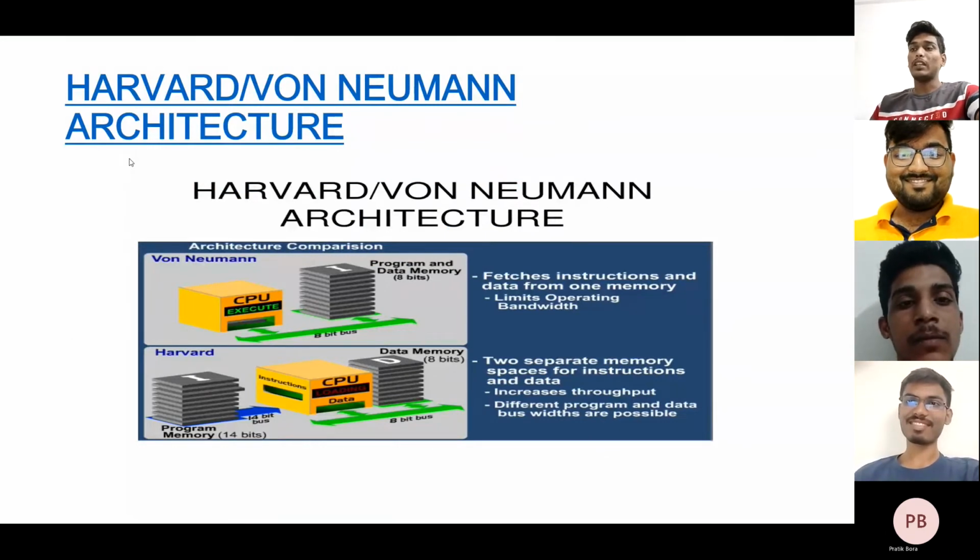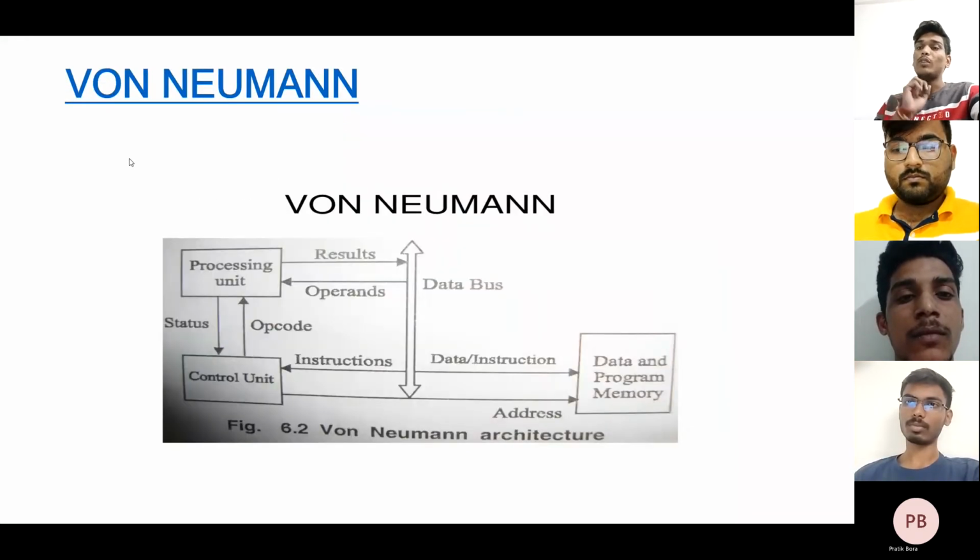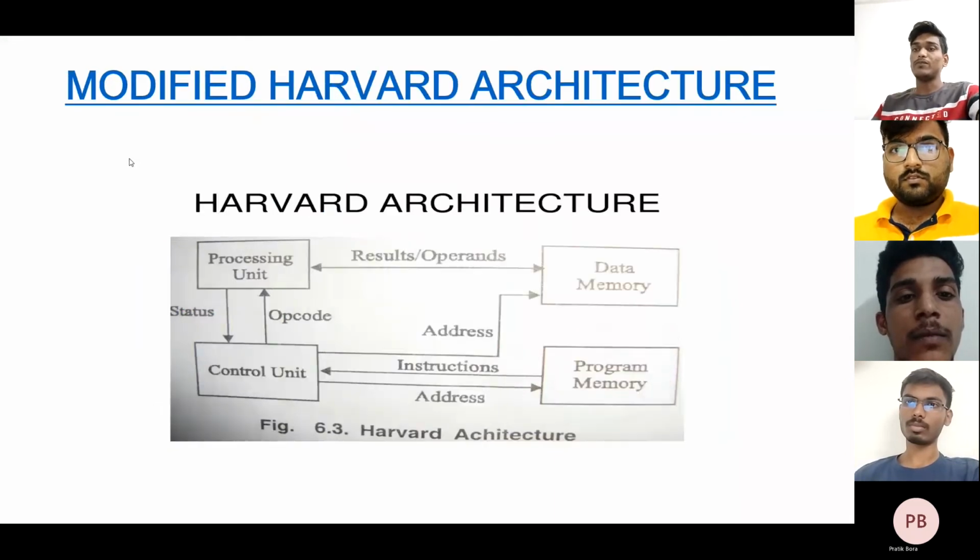Non-Harvard architecture fetches instructions and data from one memory, which limits operating bandwidth. Harvard architecture uses separate memory spaces for instruction and data, increasing throughput, with different program and data buses possible. This is the block diagram for the non-Harvard architecture. This is the following diagram for the Harvard architecture.